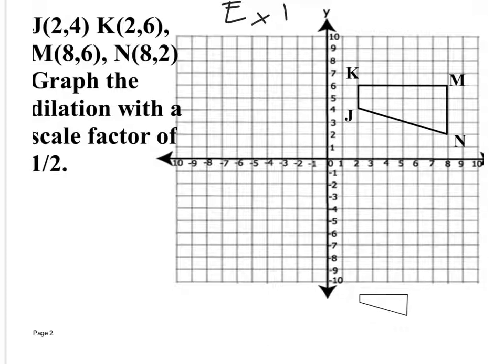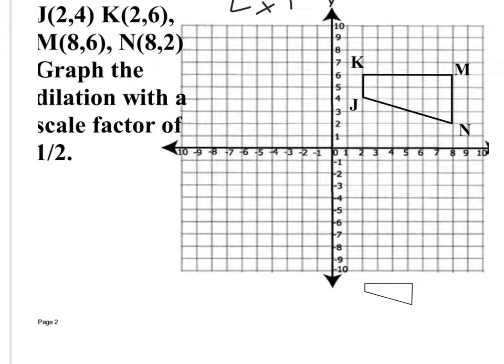So we need to graph (2, 4), (2, 6), (8, 6), (8, 2), and then you need to graph the dilation, and it has a scale factor of 1/2. So here's how we do that. What I'm going to do is go through each point. Okay, so J is at (2, 4), so we need to find J prime.